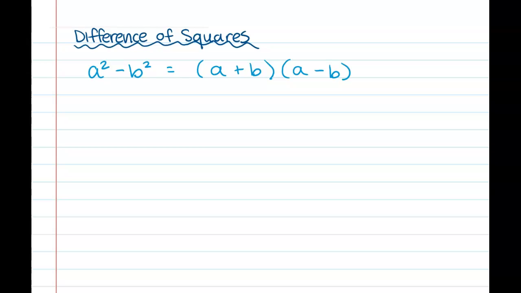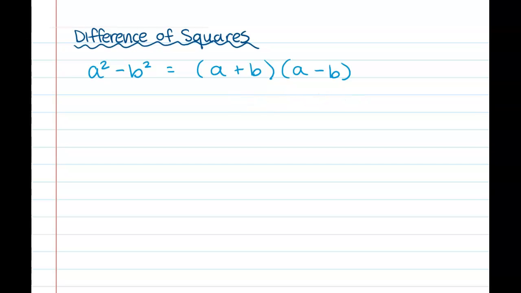times a minus b. And if you're ever wondering if this formula works, if you were to multiply it through, a times a is a squared, a times negative b is negative ab, b times a is the same as ab or ba, right? B times negative b is negative b squared. So essentially, when these two binomials are multiplied, the middle terms cancel, and that's why it equals a squared minus b squared.